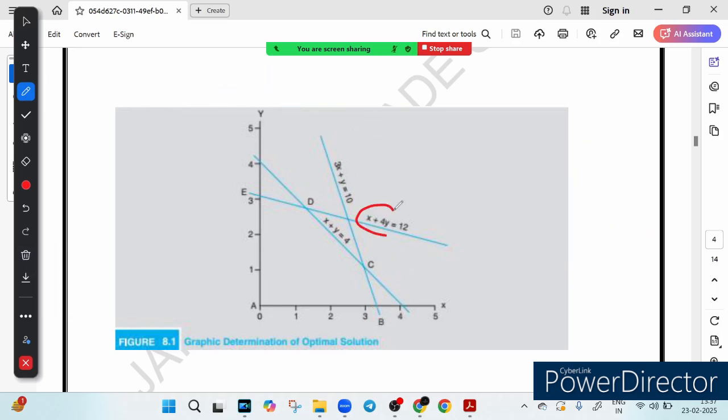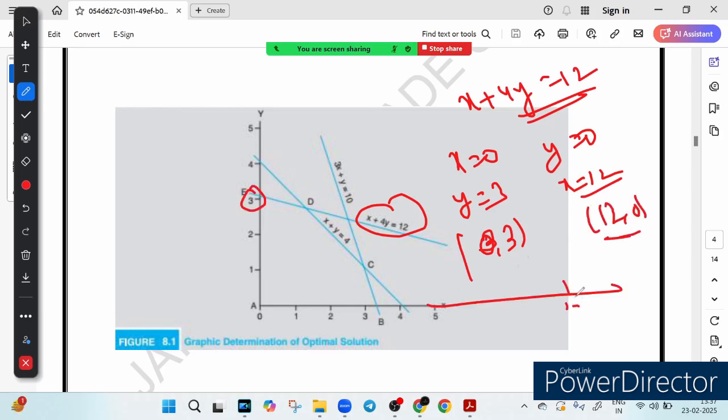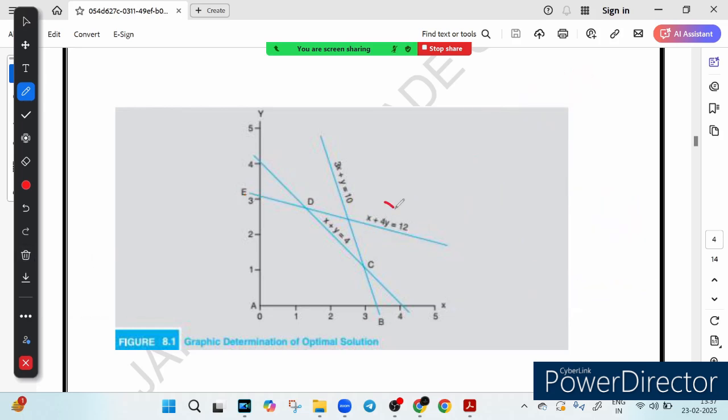Similarly, if you want to plot this graph, that is x plus 4y is equal to 12, how to plot it? Simple. Put x is equal to 0, so y you will get 3. Put y is equal to 0, x you will get 12. So we have 2 coordinates, 0 comma 3 and 12 comma 0, right? So 0 comma 3 will be somewhere here, and 12 comma 0 will be somewhere here. So this is how we plotted this graph. I hope it is clear how we got this graph.